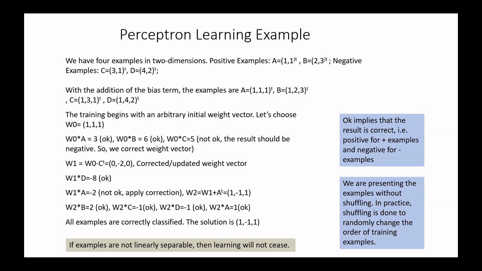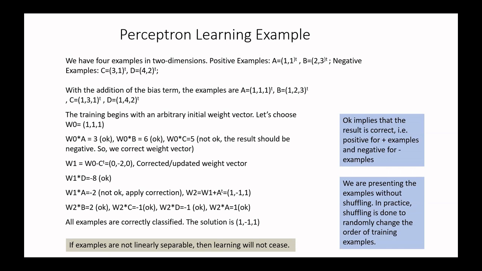So basically what we want to do is, given these 4 examples, 2 from each class, figure out a weight vector such that when we use that weight vector, we get a positive answer for A and B, and a negative answer for C and D. If we can do that, then we have figured out a good weight vector for our problem.